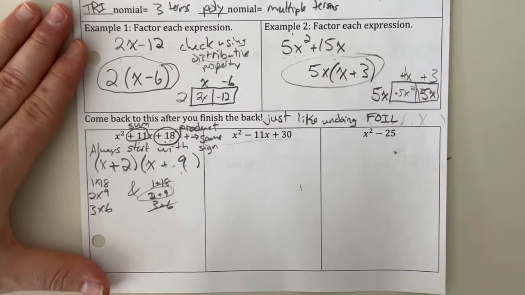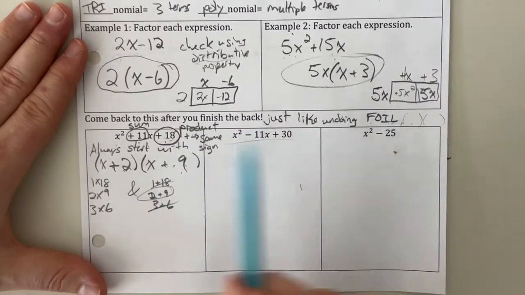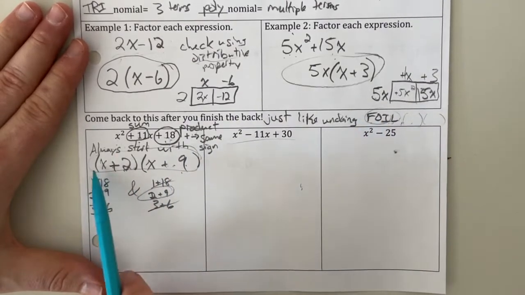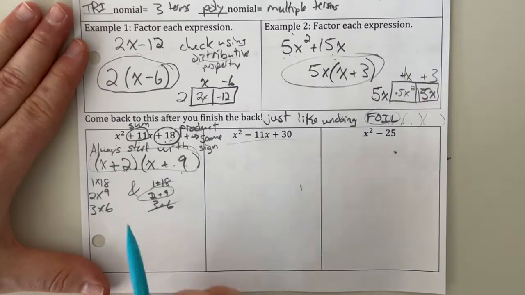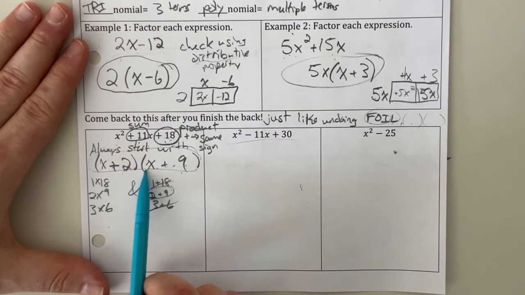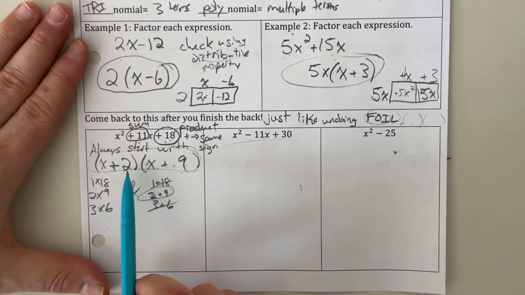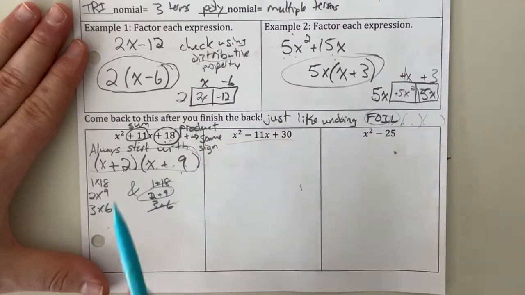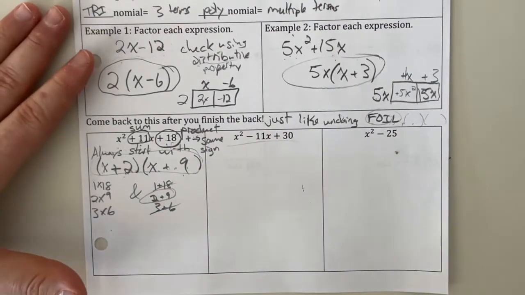Again, you can always double check to make sure your answer is correct. You do that by foiling. So I have x times x is x squared. I have 2 times x is 2x. And then I have x times 9, which is 9x. And so when I add those middle terms together, I should end up with 11x.